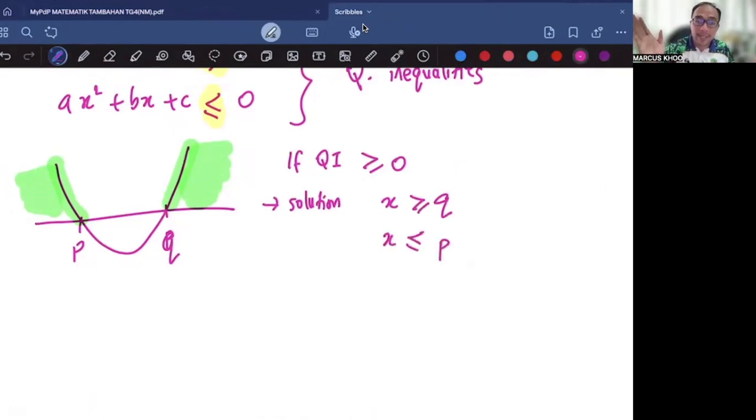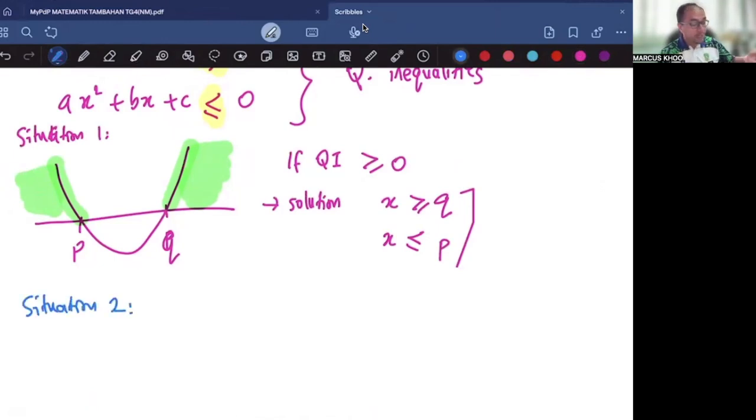Because the one on the right side is bigger than Q, the one on the left side is smaller than P. This is the answer that you want. Okay, this is situation 1. Okay, let's give another situation. Situation 2 is the opposite.